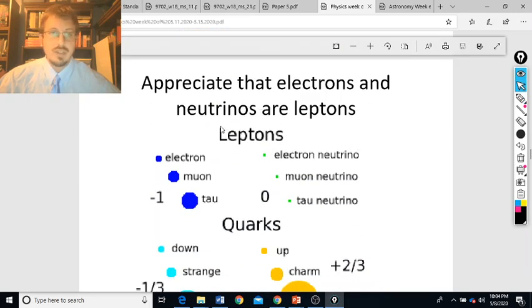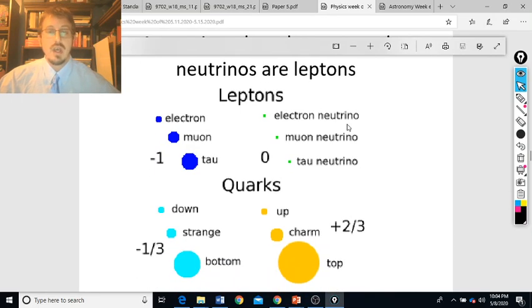Appreciate that electrons and neutrinos are leptons, and so there's another class of fundamental particles called leptons, and electrons and neutrinos belong to that class of particles. So you have electrons that have a charge of -1, and then there's all these other types of neutrinos over here. Again, really fascinating physics, neutrino physics.